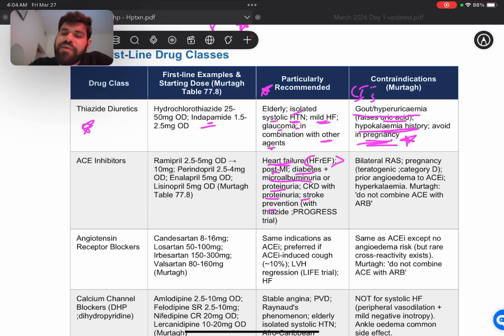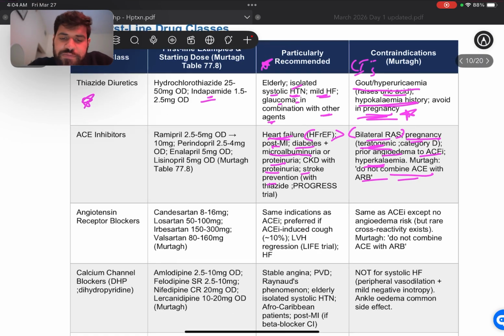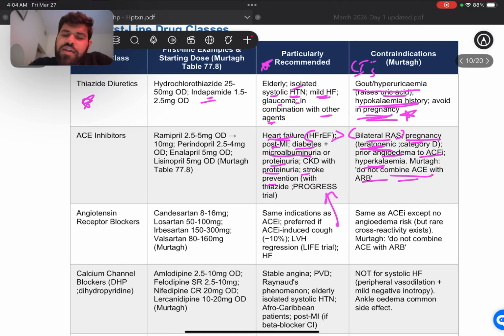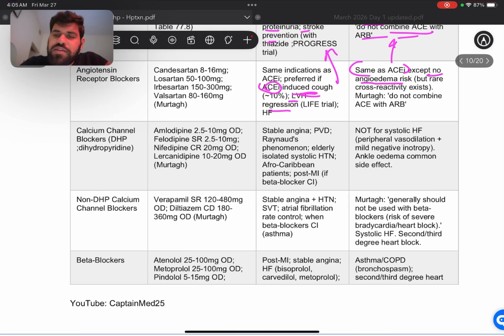Contraindications again are bilateral RAS, pregnancy because it's teratogenic, prior angioedema to ACE inhibitors, and hyperkalemia. Do not combine ACE inhibitors with ARBs. Coming to ARBs, they have the same indications as these, and they are preferred if ACE inhibitors are inducing a cough, and left ventricular hypertrophy regression can be seen because of these. There's no angioedema risk, however they're otherwise the same as ACE inhibitors, and do not combine ACE inhibitors with ARBs.